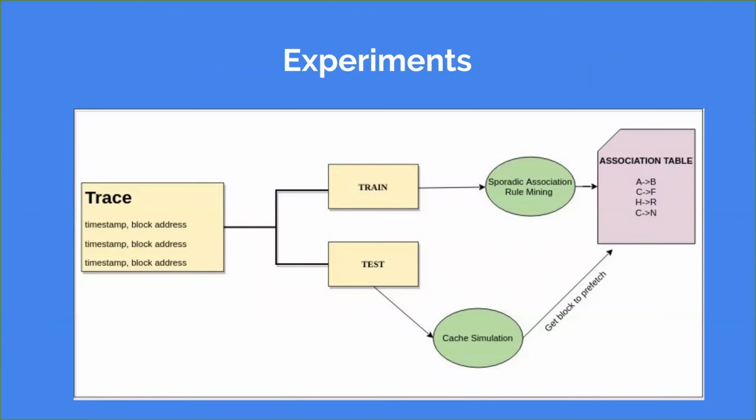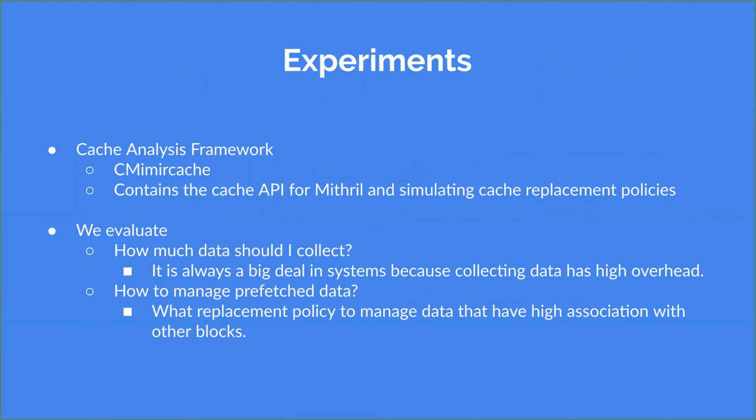Our experiment comprises taking a trace, splitting it into train and test data, using the train data, running sporadic association rule mining to get the association table, based on which we prefetch data during the cache simulation we run on our test data. We use a cache analysis framework called CMemcache, and the two main evaluations are how much data should I collect, because it is a main source of overhead, and how to manage the prefetch data, because usually we have the notion that the replacement policy for the main cache and prefetch cache should be the same.